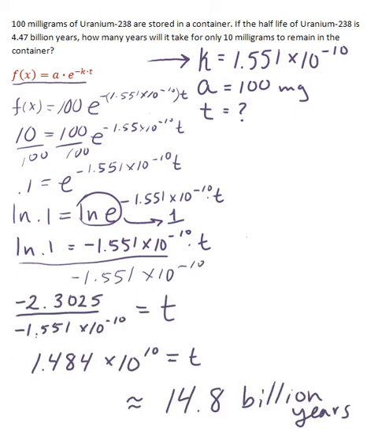The natural log of 0.1, I approximated on my calculator to find it to be close to negative 2.3025. And again, dividing that by our constant, negative 1.551 times 10 to the negative 10, gives us a T value of 1.484 times 10 to the 10th. In other words, it'll take approximately 14.8 billion years for only 10 milligrams of uranium-238 to remain in our container.